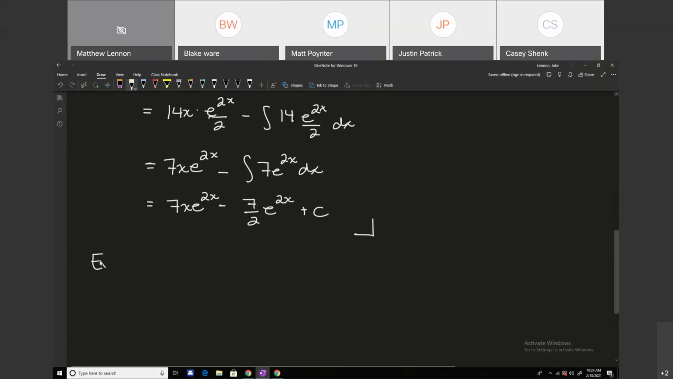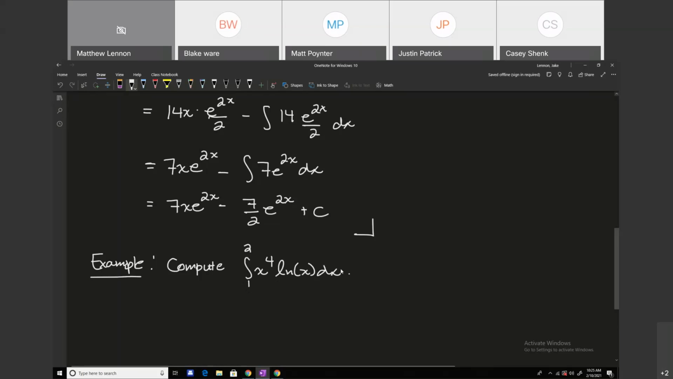So example, let's go ahead and compute. This one will be a definite integral. So we'll compute the integral from 1 to 2 of x to the 4th times the natural log of x times dx. Okay, so here we want to let u be the natural log of x.